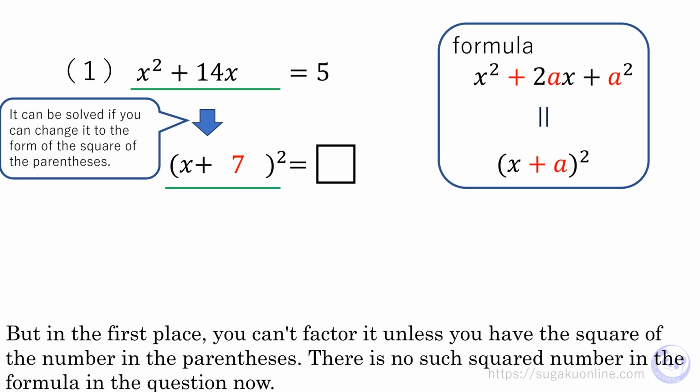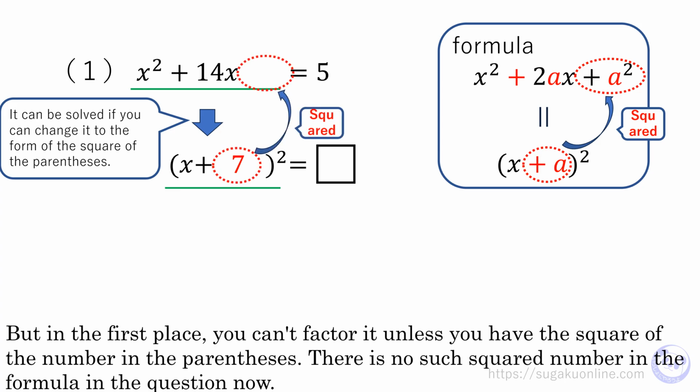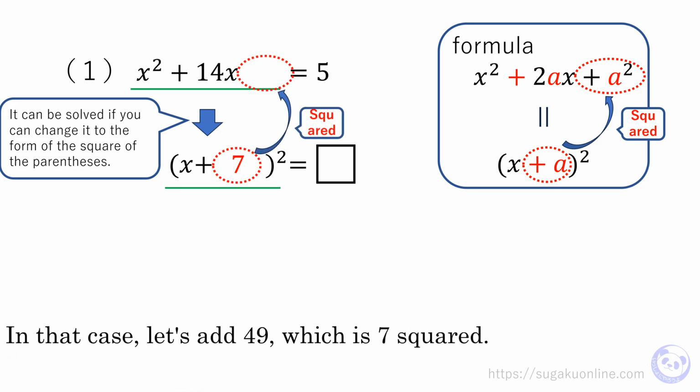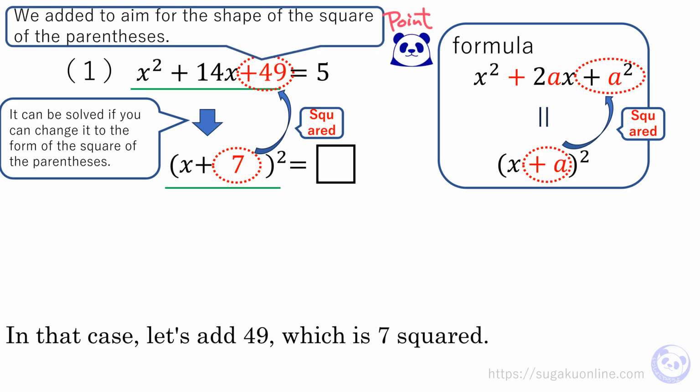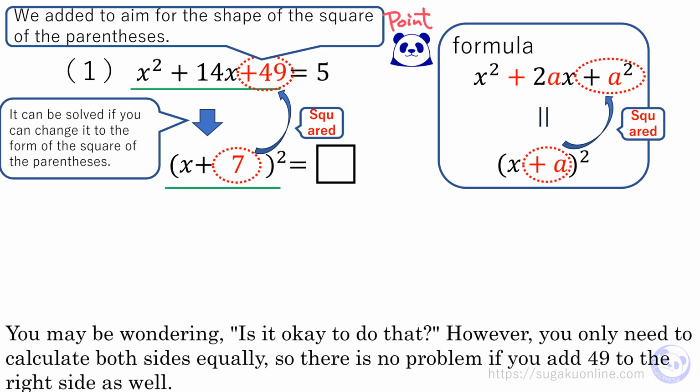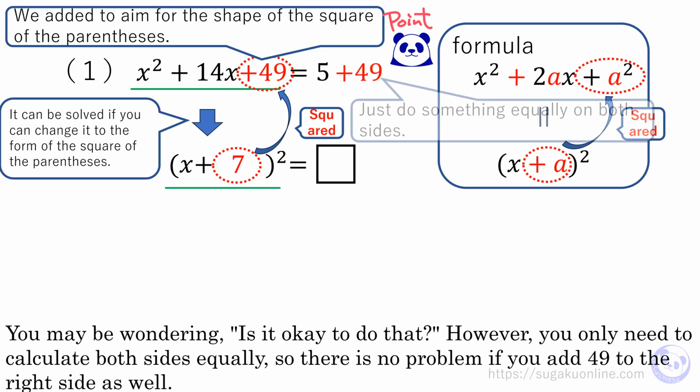But in the first place, you can't factor it unless you have the square of the number in the parentheses. There is no such squared number in the formula in the question now. In that case, let's add 49, which is 7 squared. You may be wondering, is it okay to do that? However, you only need to calculate both sides equally, so there is no problem if you add 49 to the right side as well.